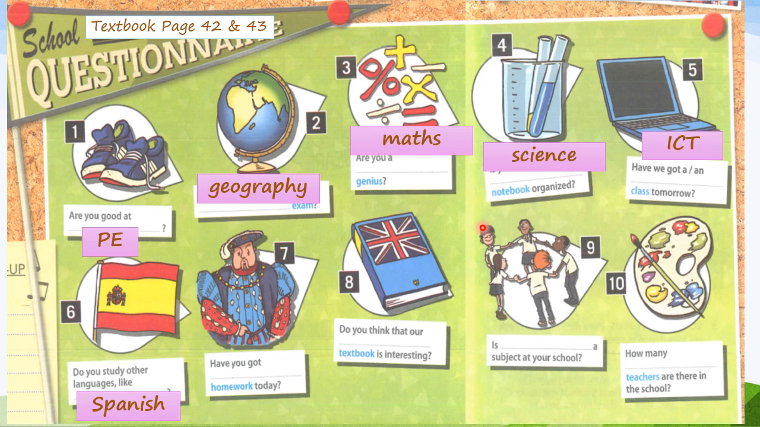Number 7, have you got what homework today? Now look at the picture. Look at the clothing or the things that this person is wearing. So it should be something in the past, okay? Something that happened in the past long time ago. So that should be history, okay? Do you have any history homework today?